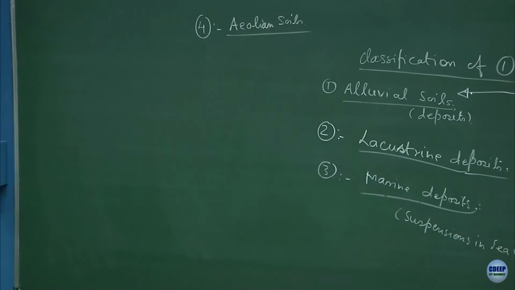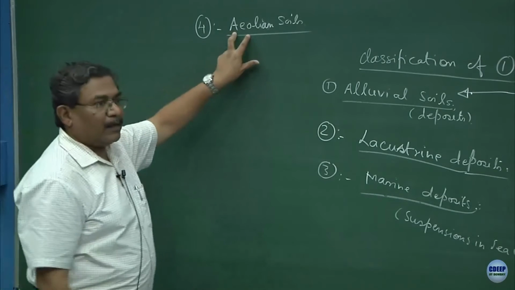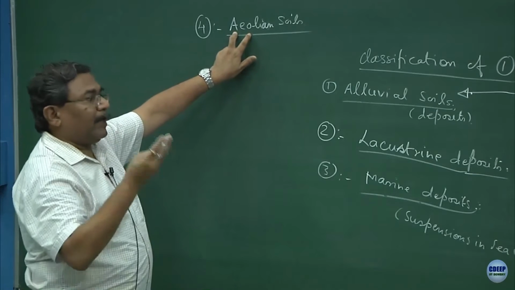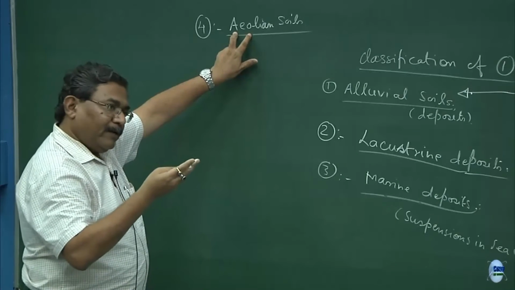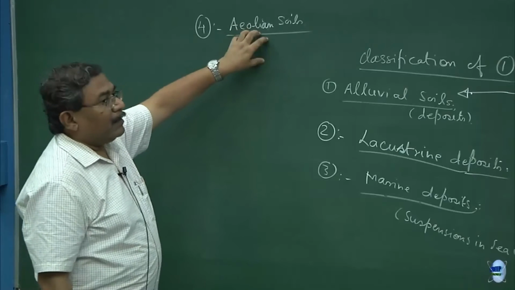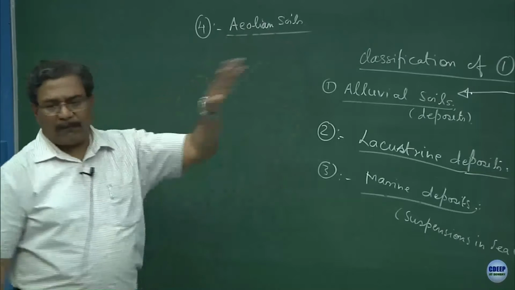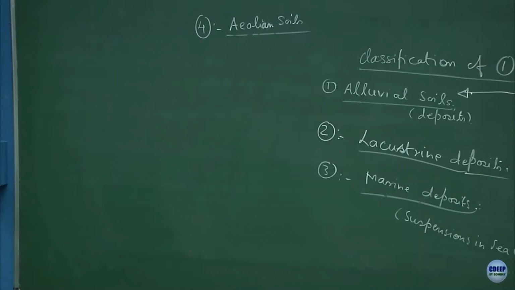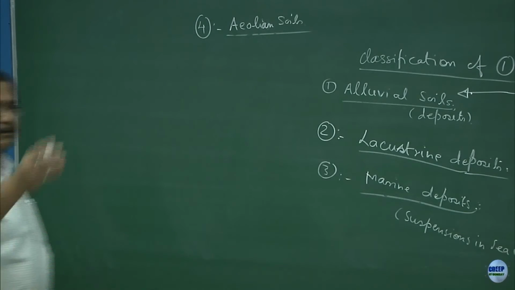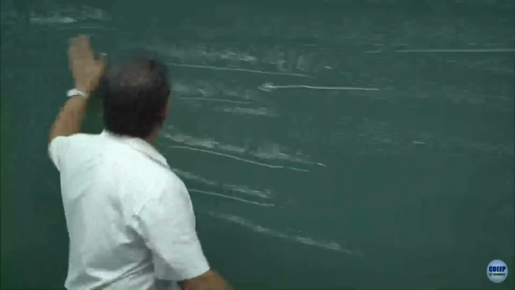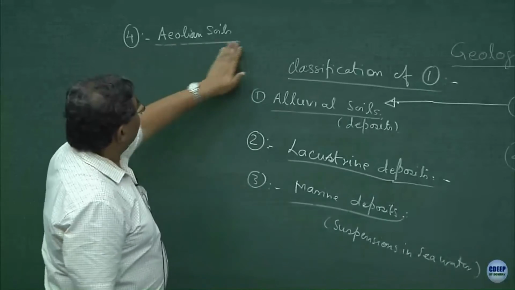Aeolian, A-E-O-L-I-A-N, aeolian. Aeolian has something to do with the air, clear? Aero. These are the soils which have been lifted up by wind activity, and very fine particles got deposited, and hence aeolian. So, most of the transported soils which you have in Jaisalmer, Barmer, Bikaner, the western part of India, these are all aeolian deposits, clear.